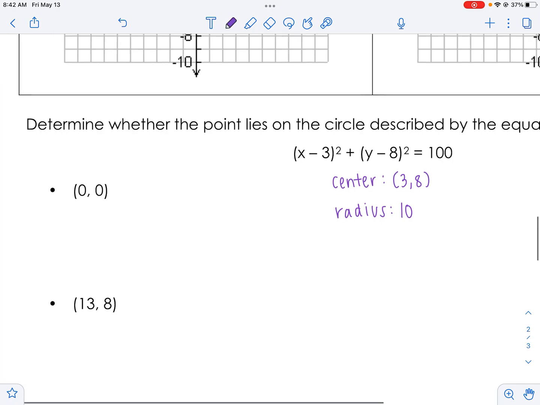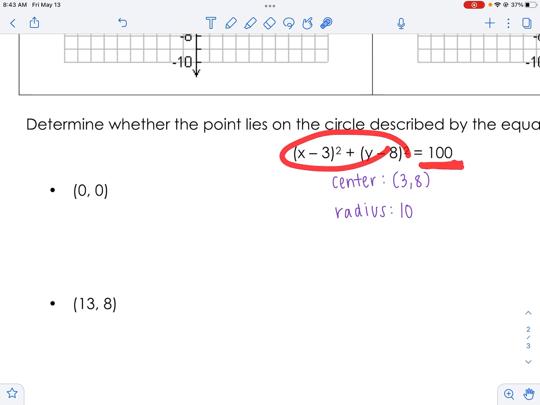Here's what I mean when I say that. We're going to plug 0, 0 in now for x and y, and then we're just going to check it. So if 0, 0 is on the graph and I plug it in, I should get 100. It should work out. So if I plug it in, I'm going to have (0 - 3) squared plus (0 - 8) squared, and I'm going to see if I get 100. Since we're going backwards now, we're just checking if the point is on the graph. We have the center. We're not plugging in for H, K. Now we're going to plug in for X, Y.